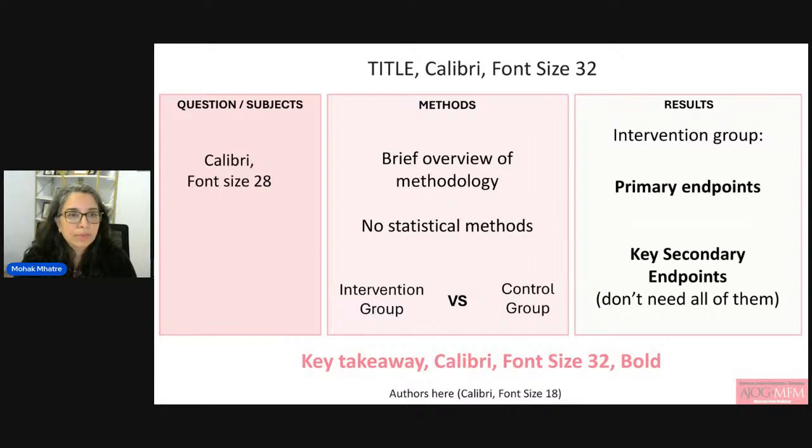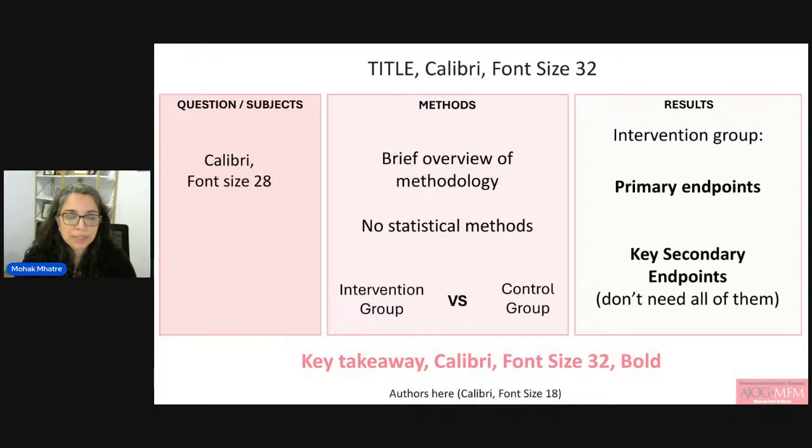On the left, we'll have our questions or the subjects if you're reviewing a particular study versus a meta-analysis or systematic review. The methodology should be very brief. You don't need to include your inclusion or exclusion criteria. You don't need to discuss your statistical methods, and just have a key evaluation of your intervention versus control groups. And then on your results, I would always start with the intervention group because we know we're always comparing it to the control.